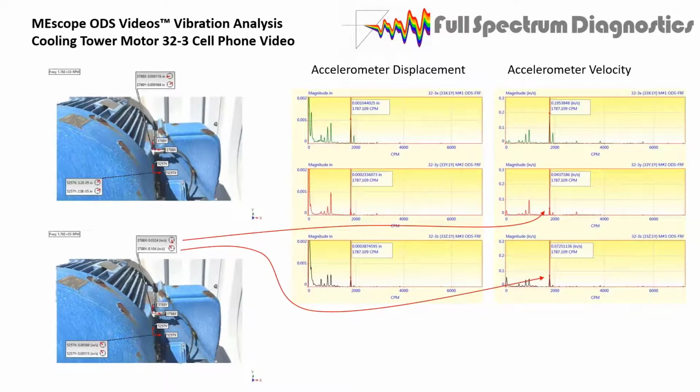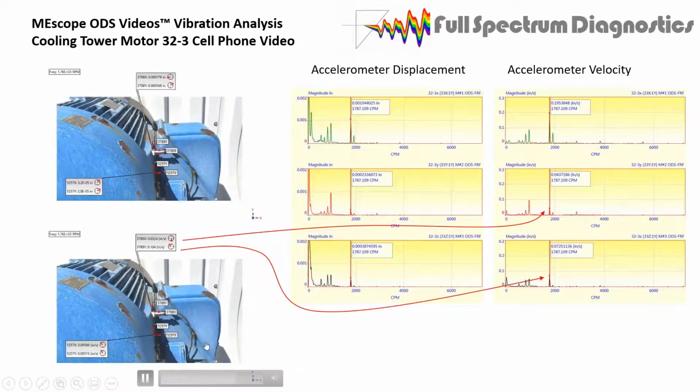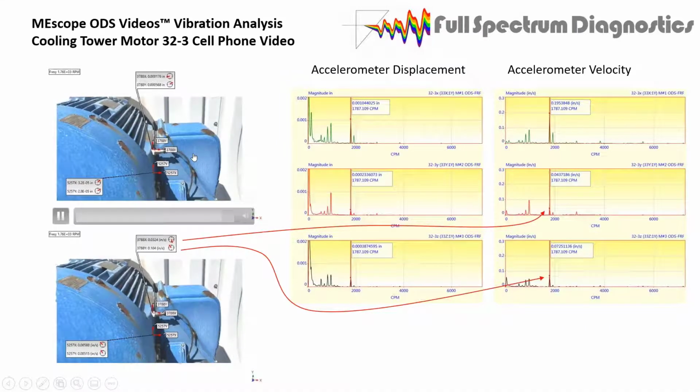This is how I set up the first experiment, and it was just one of the cooling towers. 32-3 is the first one we looked at. I'm looking at a displacement plot here at running speed and a velocity plot at running speed. So same data, just one is differentiated or integrated from the other.